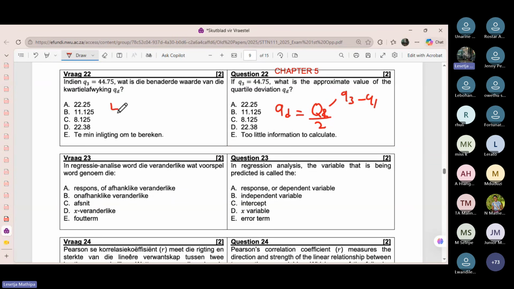Now we're going to say 44.75. Let's take 22.5 for the estimation. So 44.75 minus 22.5, divided by 2, and then check the answer. If someone also used the second method, they would get the same. It's 11.125, which is this one, option B. All right, correct. Any questions?